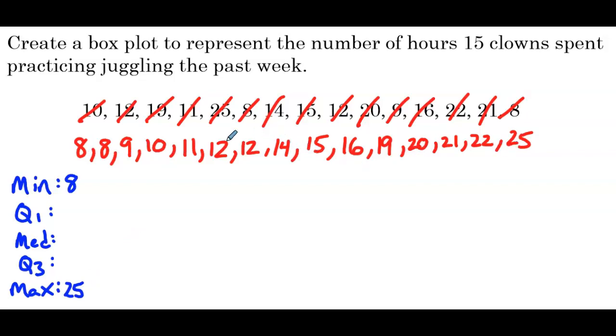The median, we have 15 clowns represented here, 15 numbers. So the 8th is the middle. 1, 2, 3, 4, 5, 6, 7, 8. So 14. And then we're going to split the lower 50% in half with the first quartile. So there's 7 numbers. The middle would be the 4th. So that's 10. And quartile 3, that would be the middle of the upper 50%, these 7 numbers, which is 20. So we have the 5-number summary that we need to create a box plot.